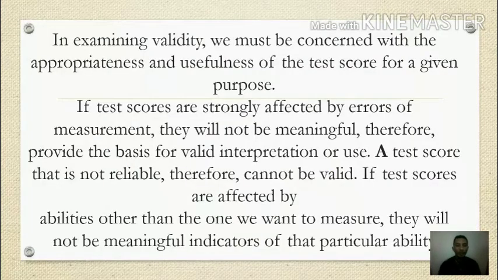Okay, next. In examining validity, we must be concerned with the appropriateness and usefulness of the test score for a given purpose. If test scores are strongly affected by errors of measurement, they will not be meaningful, and therefore cannot provide a basis for valid interpretation or use. A test score that is not reliable, therefore, cannot be valid. If test scores are affected by abilities other than the one we want to measure, they will not be meaningful indicators of that particular ability.